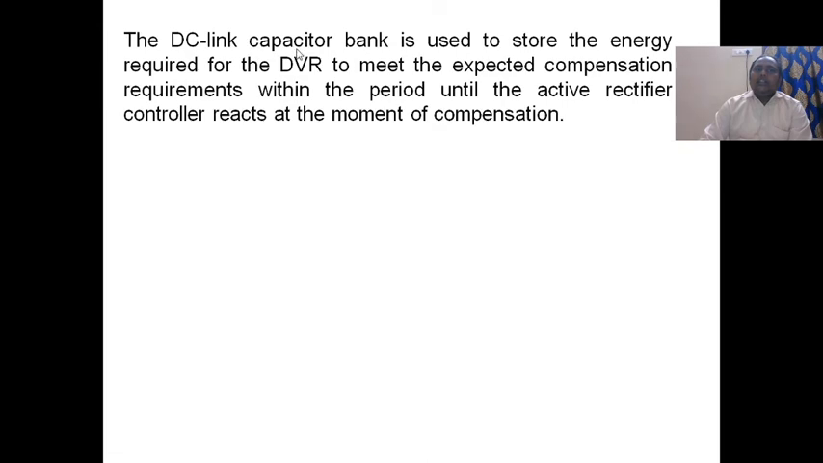The DC link capacitor bank is used to store the energy required for the DVR to meet the expected compensation requirements within the period until the active rectifier controller reacts at the moment of compensation.